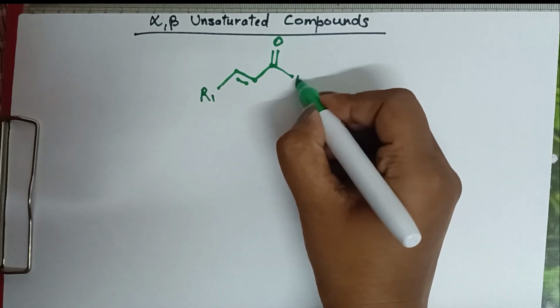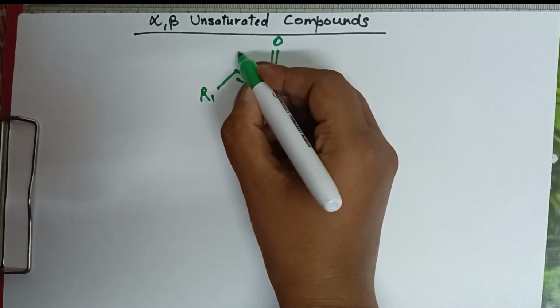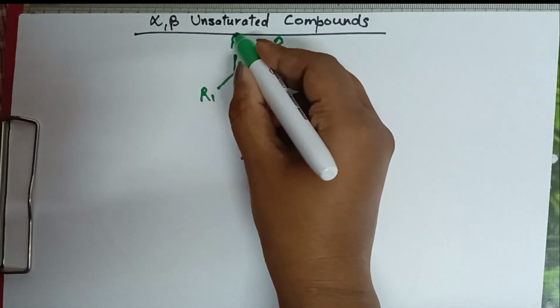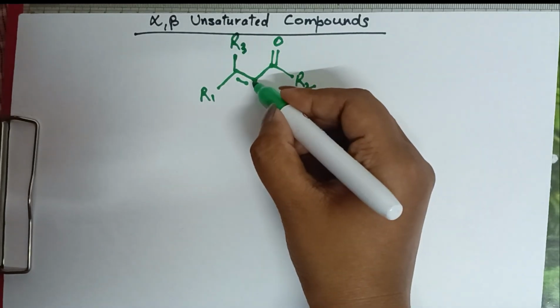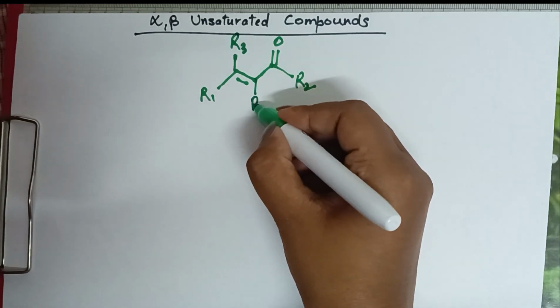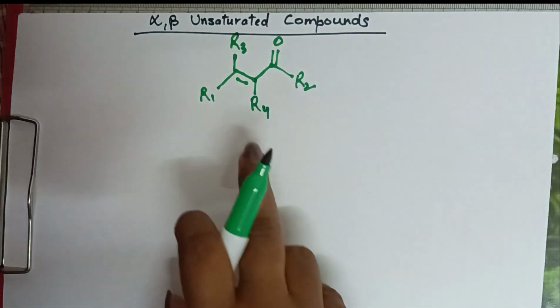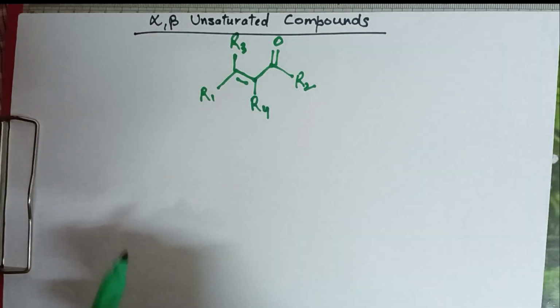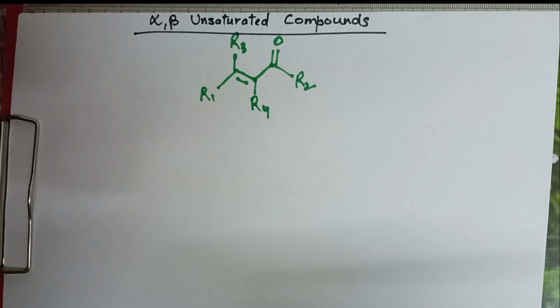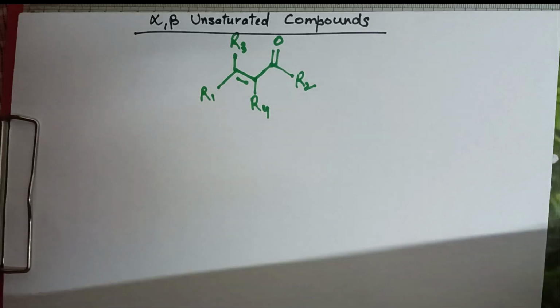This is R1, R2. Suppose we have here R3 and here we have R4. So this is an alpha beta unsaturated compound. Now we will look at the energy profile of the n to pi star transition of this compound in water and in hexane. So we will take two different scenarios.